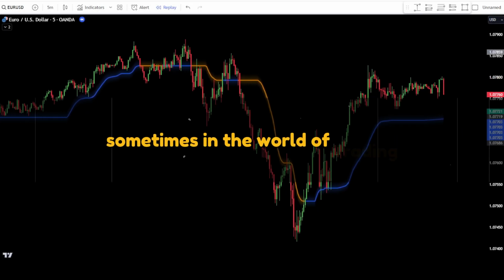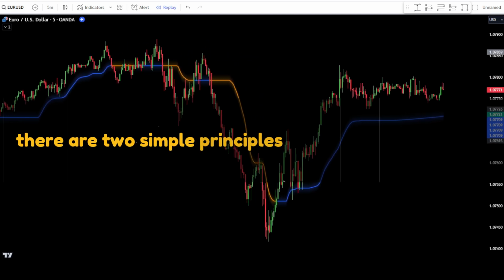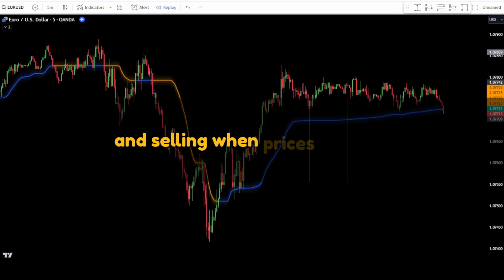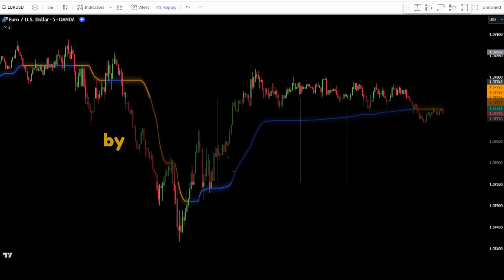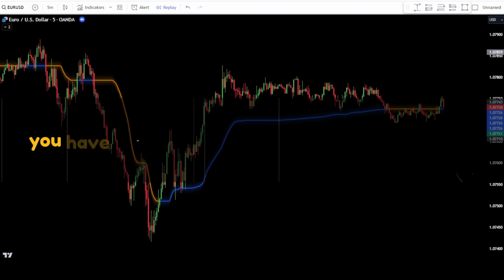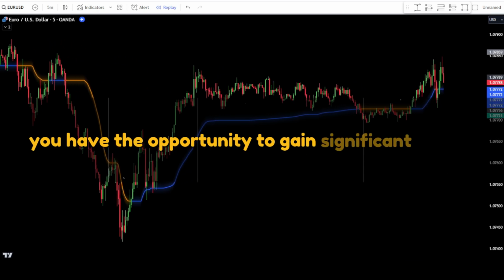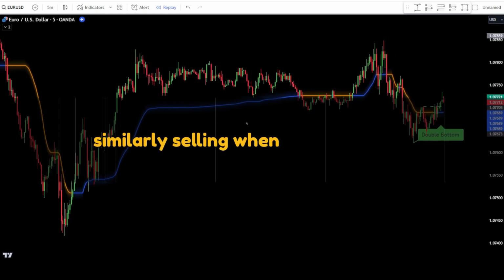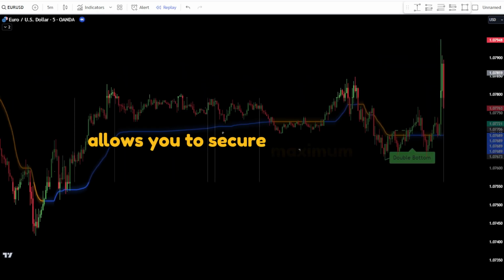Sometimes in the world of trading, there are 2 simple principles that are key to success: buying when prices are low and selling when prices are high. By purchasing when prices are low, you have the opportunity to gain significant profits when prices rise. Similarly, selling when prices are high allows you to secure maximum profits.